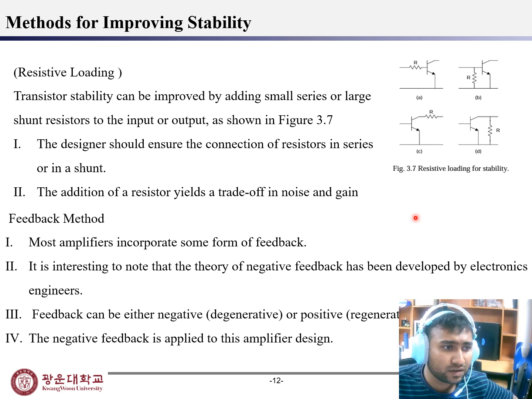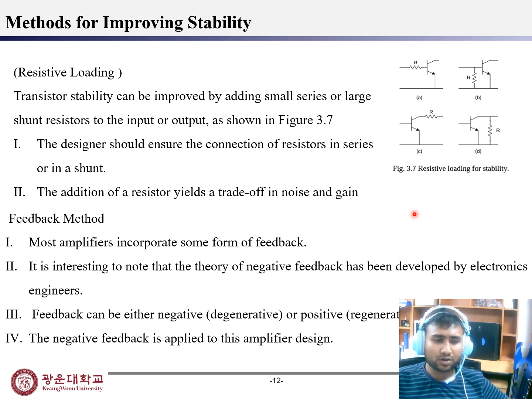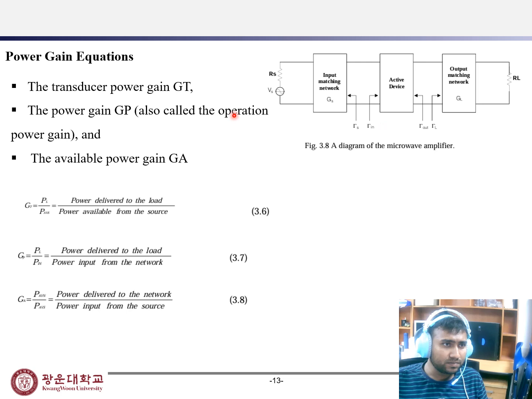And in the case of the feedback method, most amplifiers incorporate some form of feedback. It is interesting to note that the theory of negative feedback was developed by electronics engineers. Feedback can be either negative, that means degenerative, or positive, this means regenerative. The negative feedback is applied to this amplifier design.